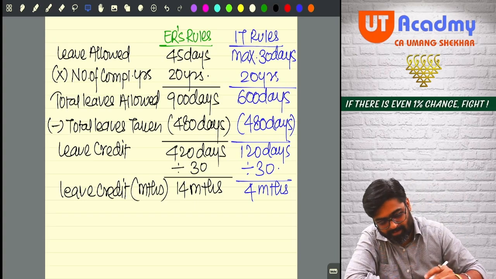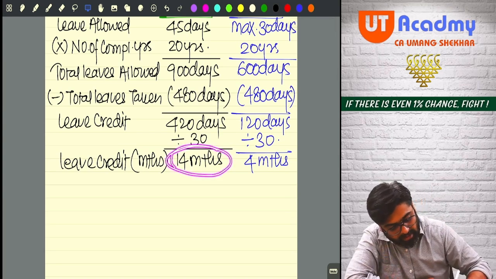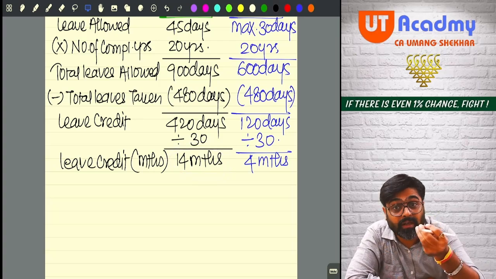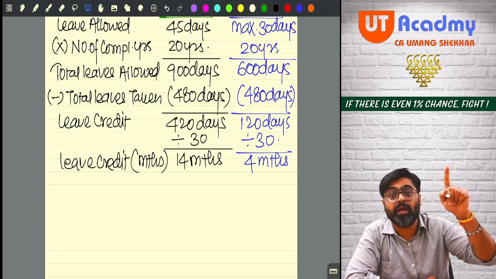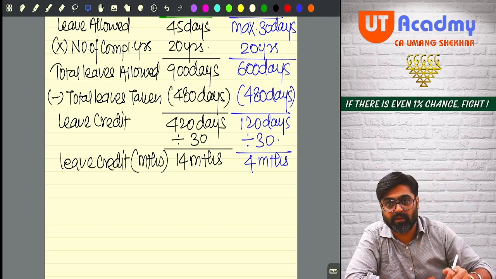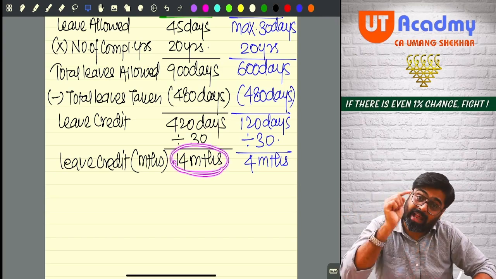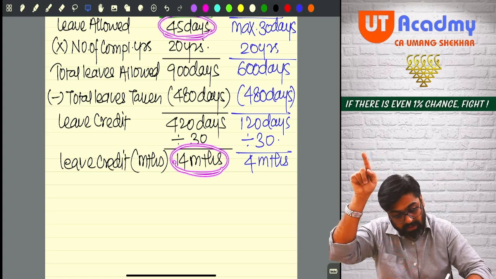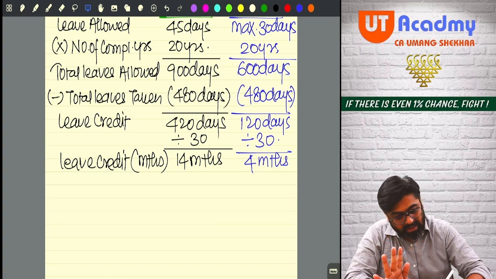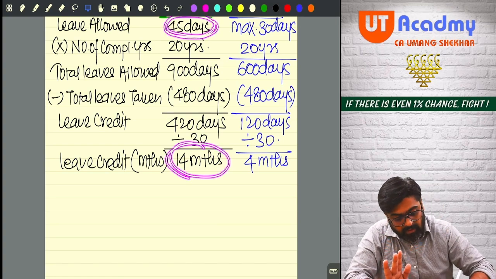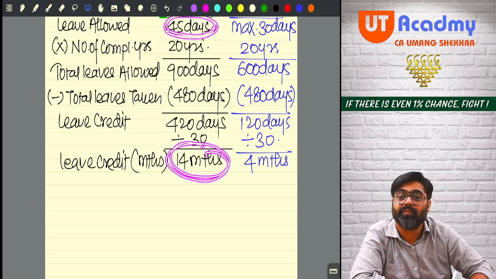Because, see, in the exam, they will tell you that employee is having 14 months leave. Listen to me very carefully how the question will be framed. The leave credit as per the employer's rules is 14 months, which is calculated on the basis of 45 days leave allowed. You know that it is calculated on the basis of 45 days leave allowed, yes or no? So this has to be higher as compared to IT rules.